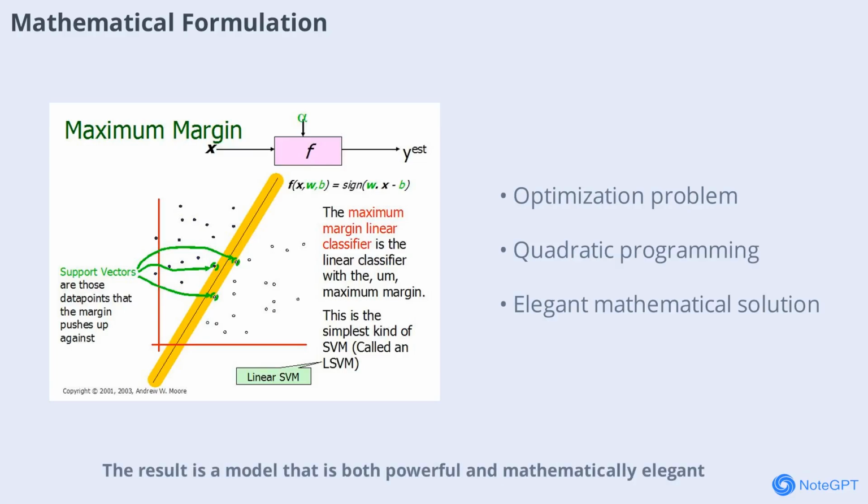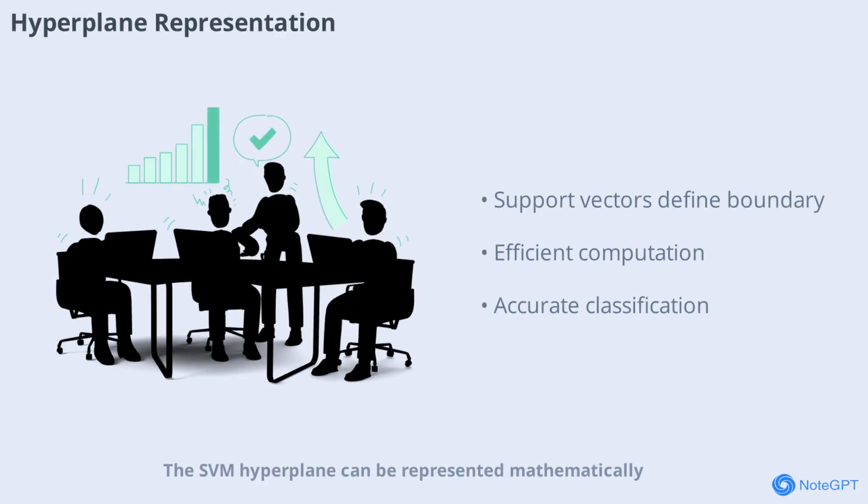The result is a model that is both powerful and mathematically elegant. The SVM hyperplane can be represented mathematically by equations involving the weight vector and bias. For each data point, the model ensures that it lies on the correct side of the hyperplane with a margin of at least 1. The closest points to the hyperplane are called support vectors, and they play a crucial role in defining the boundary. By focusing only on these support vectors, SVM achieves both efficiency and accuracy.